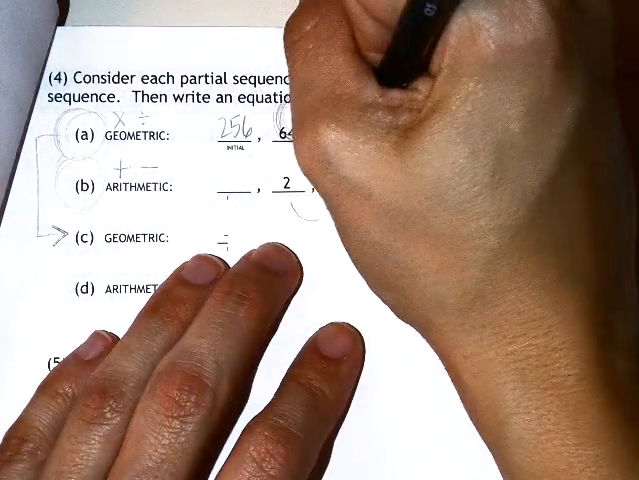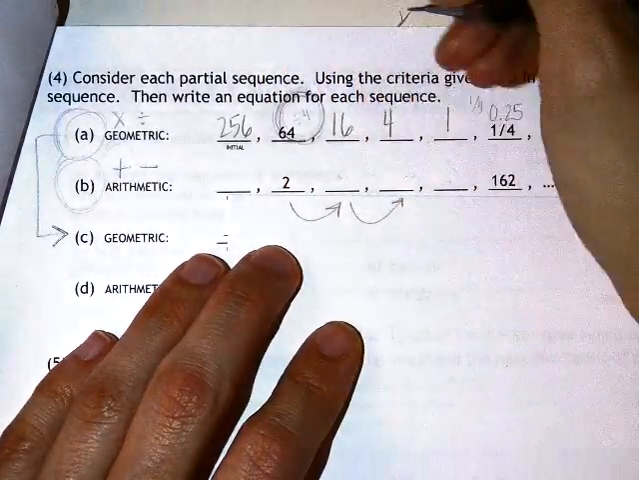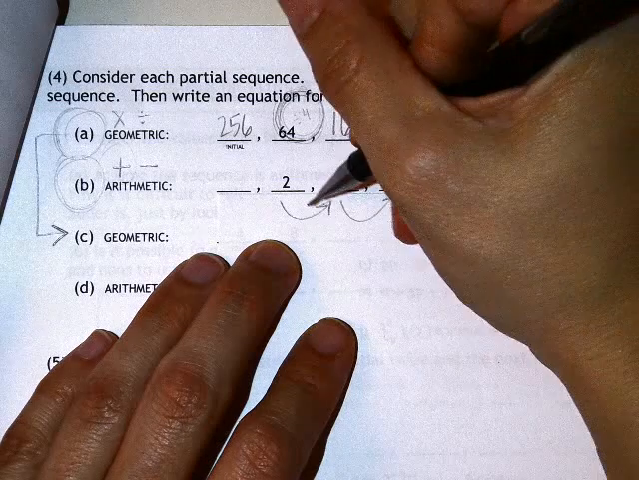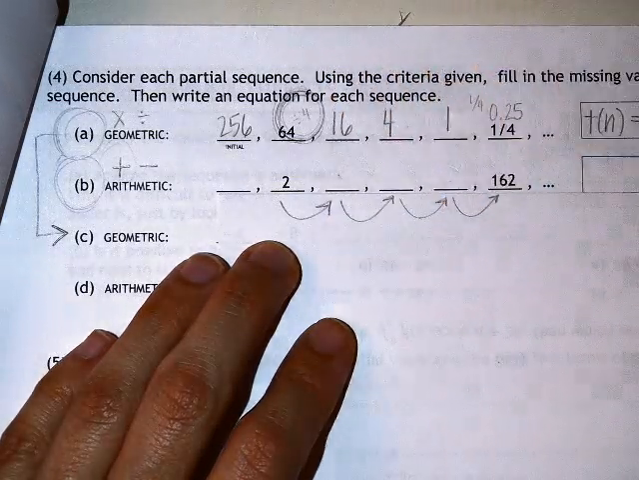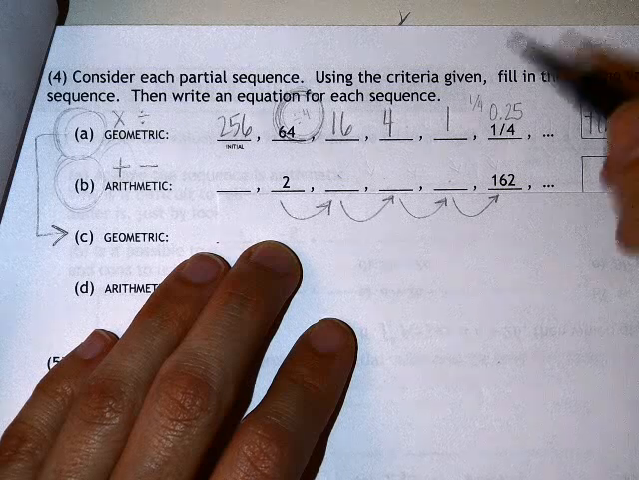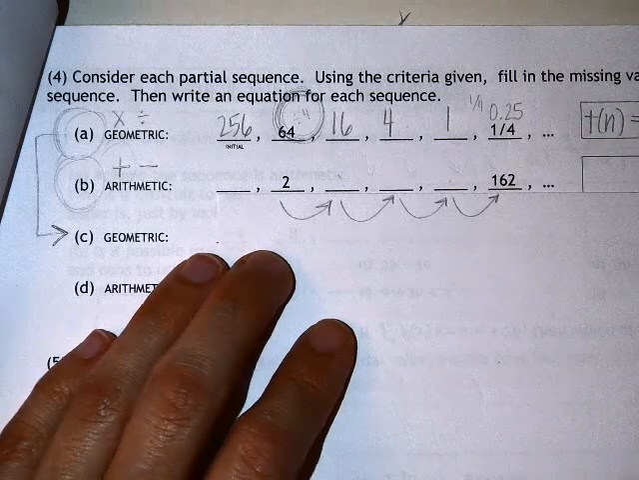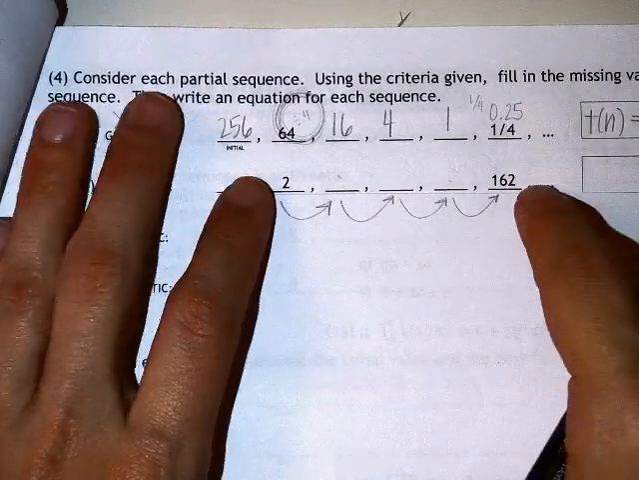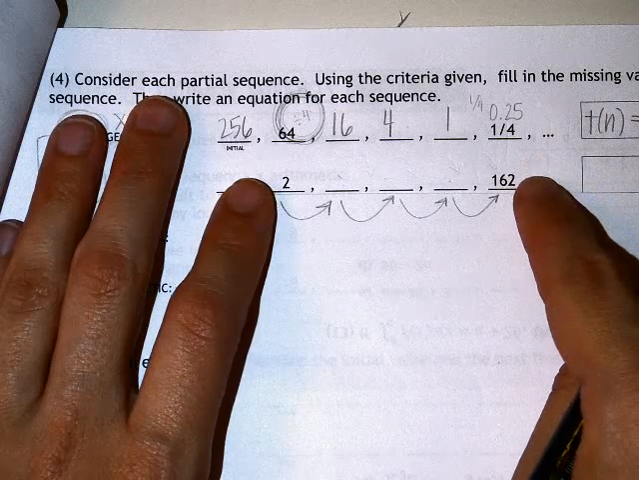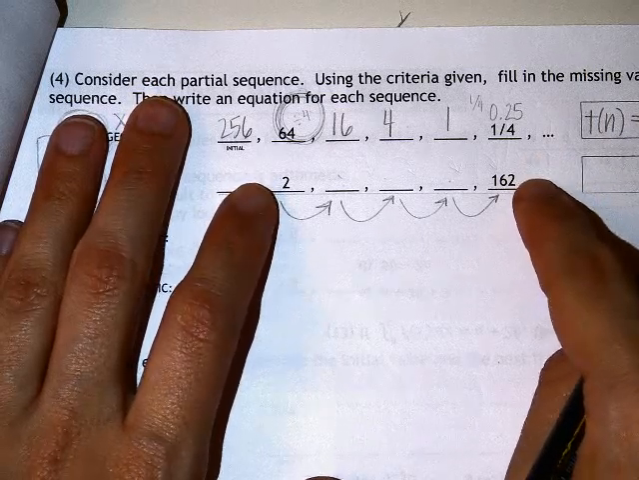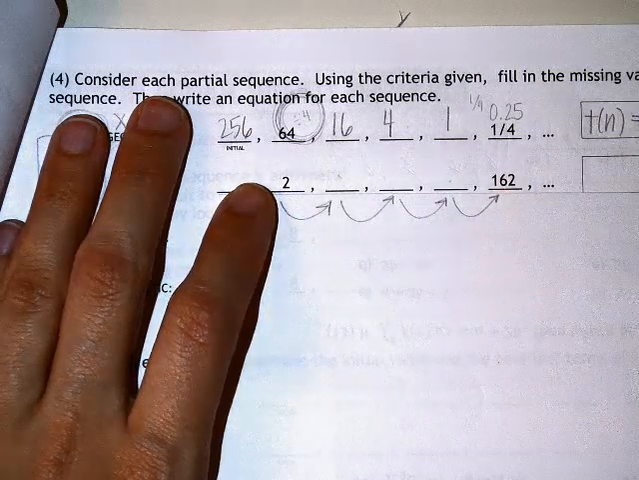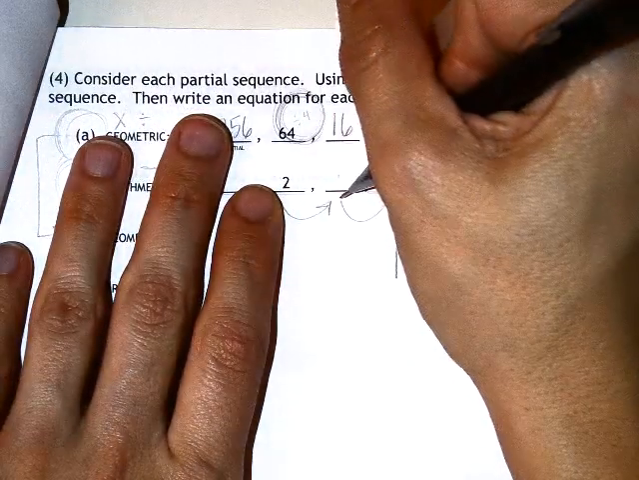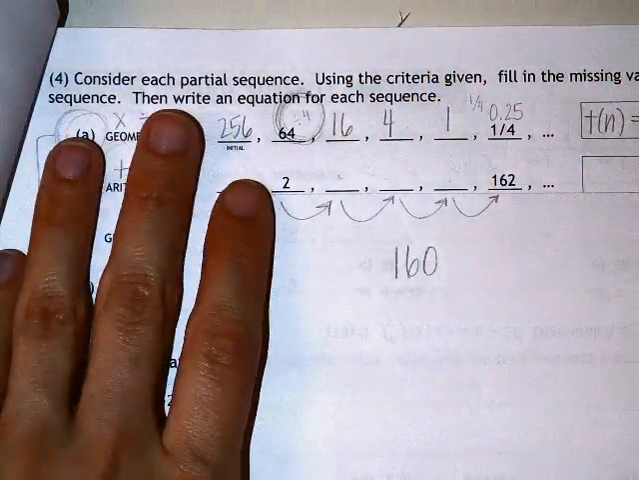I have to go from 2 to something, and then another something, another something, another something, to get to 162. I have to make 1, 2, 3, 4 jumps in this sequence, and I have to get to 162. So I have 4 jumps to make it happen. Now let's think about how much ground I have to cover. I have to get from 2 to 162. That means I have a 160 digit gap to cover. And I have 1, 2, 3, 4 jumps to make it happen.